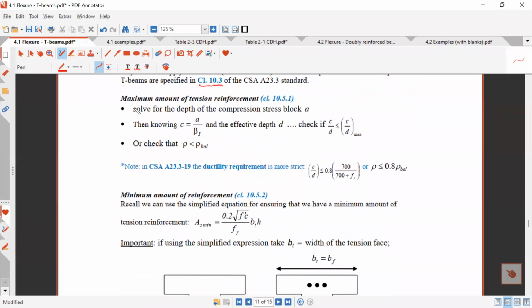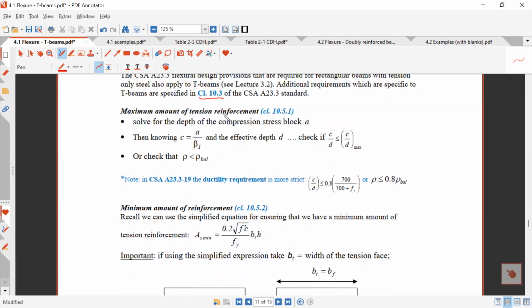These we saw before. There's the maximum amount of tension reinforcement. The way you would do that is the CD check like we did in the previous two examples. We didn't do it in the CDH example, but we did it in the hand calculation. That would be your check ensuring that you don't exceed the maximum amount of reinforcement. And then there's the ductility requirement we mentioned, which is just 0.8 of this thing here.